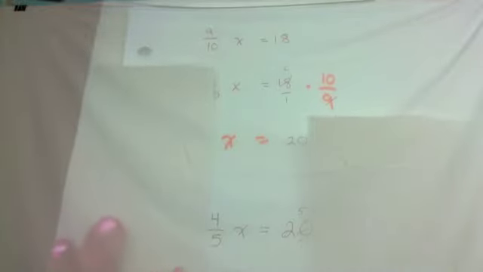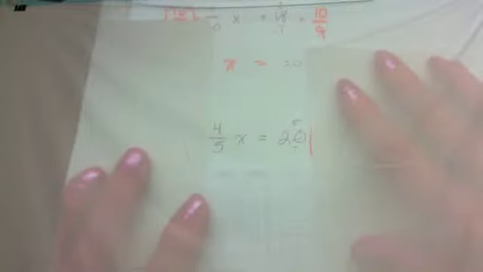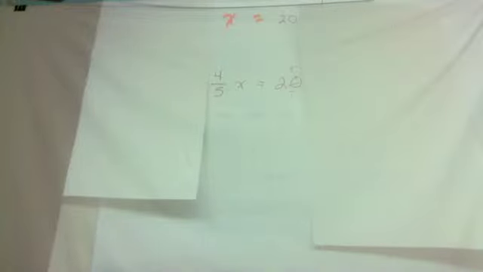All right, let's have you guys try one. So if I took 4/5 x is equal to 20. 4/5 x is equal to 20. Go ahead and pause this and then turn it back on and I'll work it.